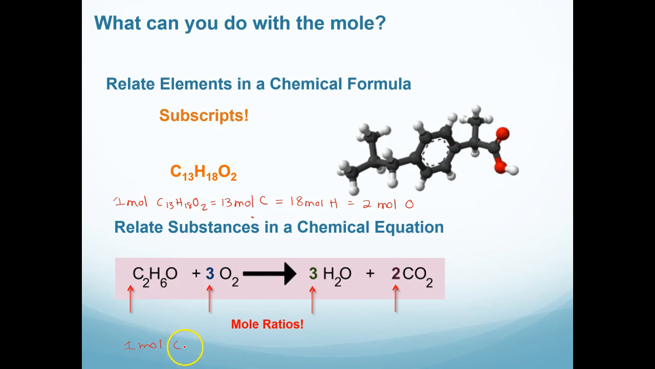So what I can say here is 1 mole of ethanol is equal to 3 moles of oxygen gas. And what I'm producing, so I can mix those two together, and I produce 3 moles of water and 2 moles of carbon dioxide. Right? So we're going to focus on the top in a chemical formula first, and then we'll come back to the whole mole ratios in the chemical equation and see how this is going to answer our two questions. How much do I mix and how much product I produce?